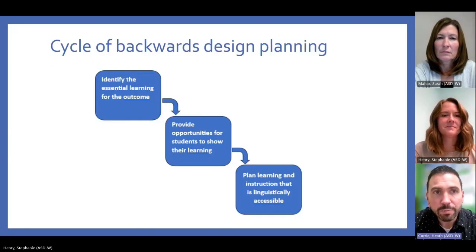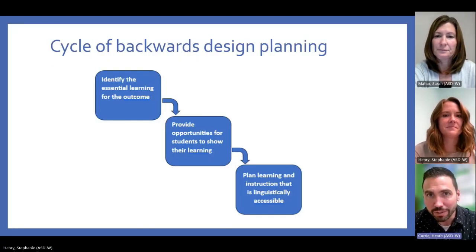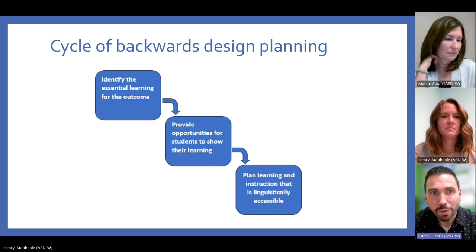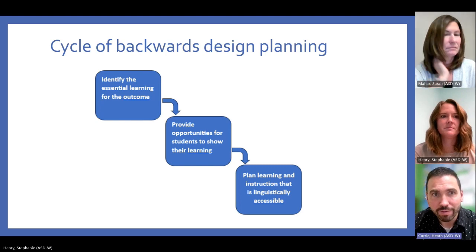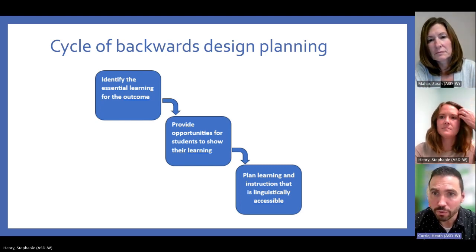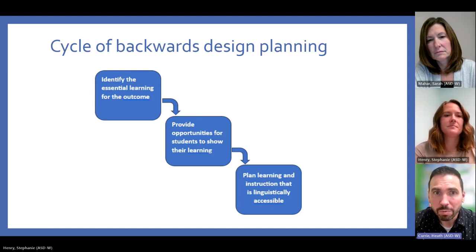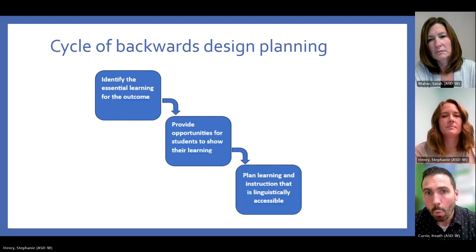So, which leads me to the idea of the cycle of backwards design planning. And this is with a specific linguistic lens. So what we want to do with the content class is identify the essential learning for the outcome. So what do students really need to be able to do to meet this outcome? The next thing we want to do is provide opportunities for students to show their learning. In a typical backwards design plan, this would be planning the assessment piece. What are the products? What are we actually looking for? And then lastly, we're going to plan learning and instruction that is linguistically accessible.